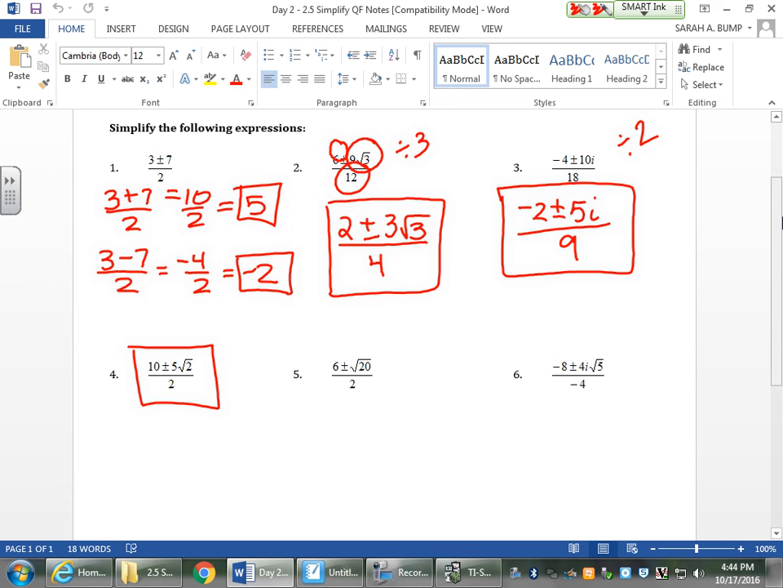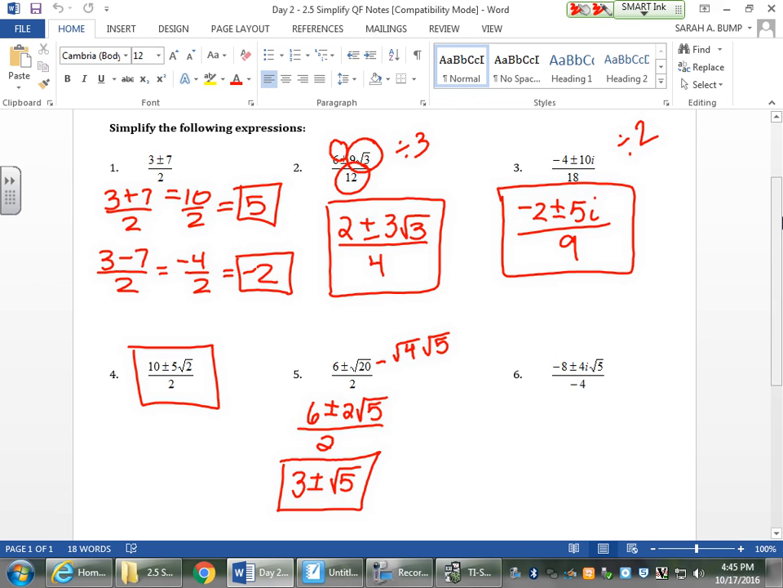Number 5, you have a little bit of work to do first before you try to simplify it, and that's because radical 20 hasn't been broken apart yet. So you can break radical 20 into radical 4 times radical 5, which would become 6 plus or minus 2 radical 5 over 2. And now if you look at each term, they're all divisible by 2. So you'd get 3 plus or minus radical 5. You don't have to put the 1 in front of the radical. And also when you divide the denominator by 2, you get 1. You don't have to write the 1 in the denominator. So this is how you would write the answer.